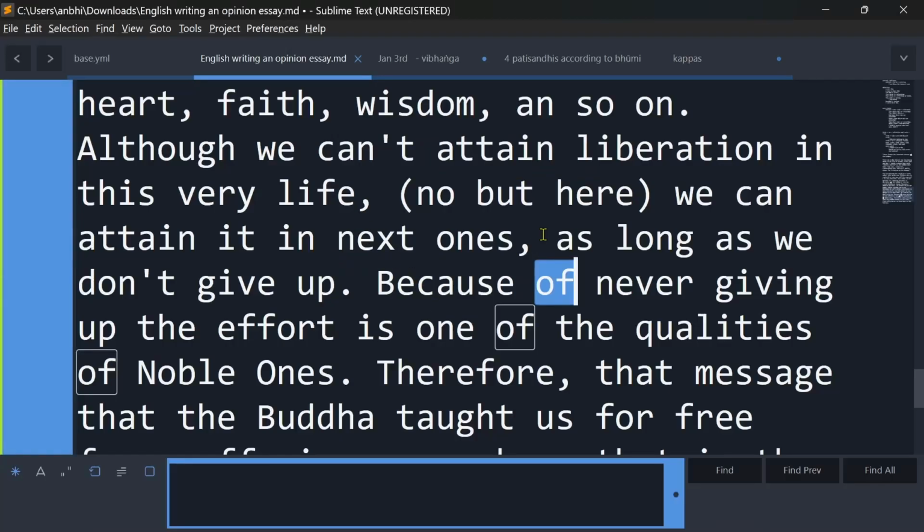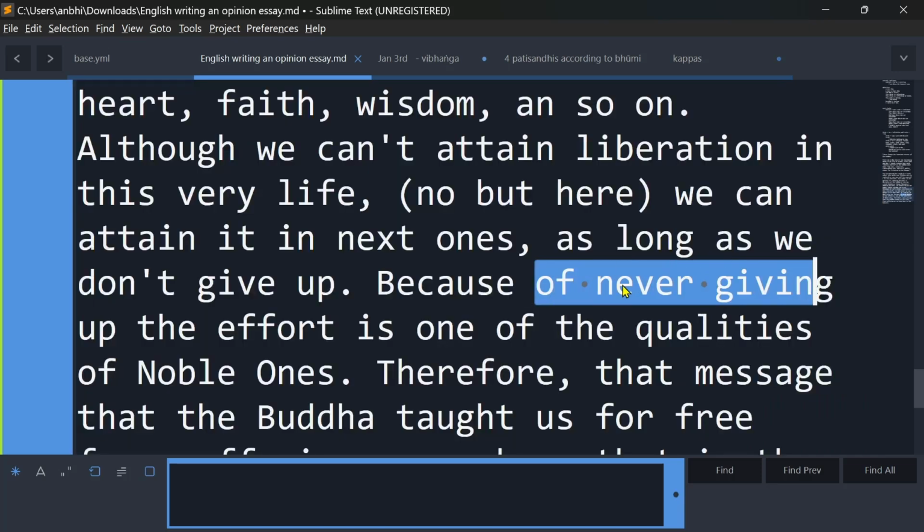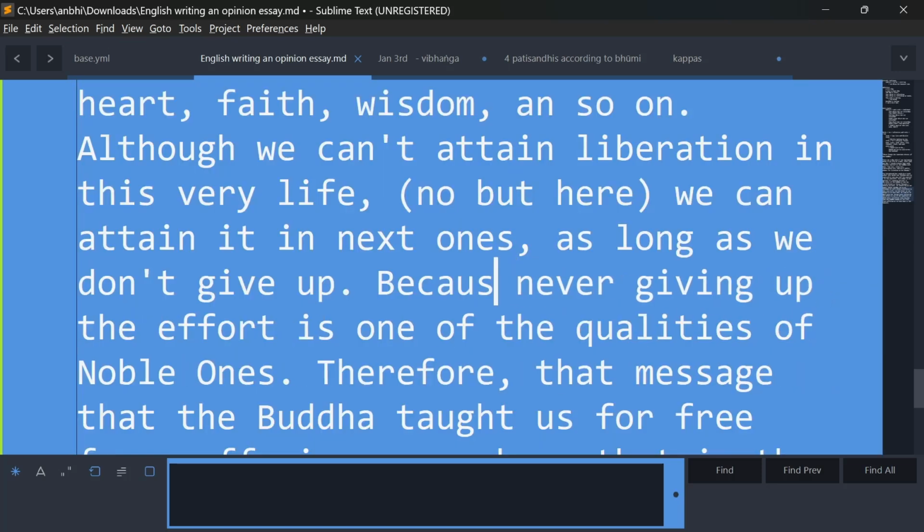Anyway, one of the things you will hear if you listen to this is that prepositions govern the accusative case. Okay, so this is a preposition. Governs means whatever comes after the preposition is accusative case, not the subjective case. So I feel here actually we should not have this preposition over here. Because never giving up the effort is, yeah, now it's correct, you see?